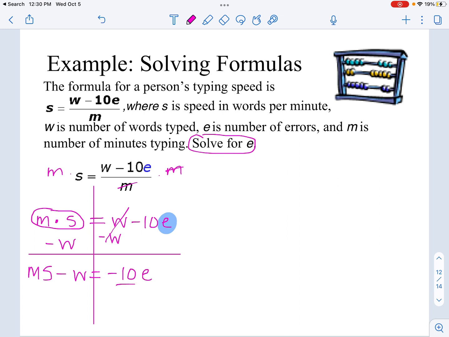Last step to get E by itself is to divide negative 10 on both sides. And now we have E is equal to MS minus W all over negative 10.